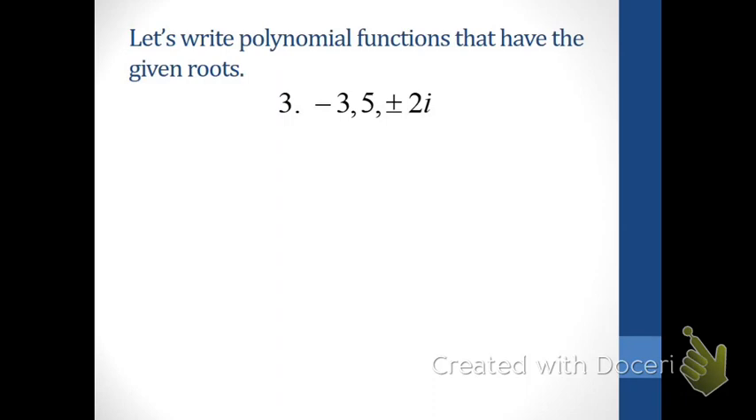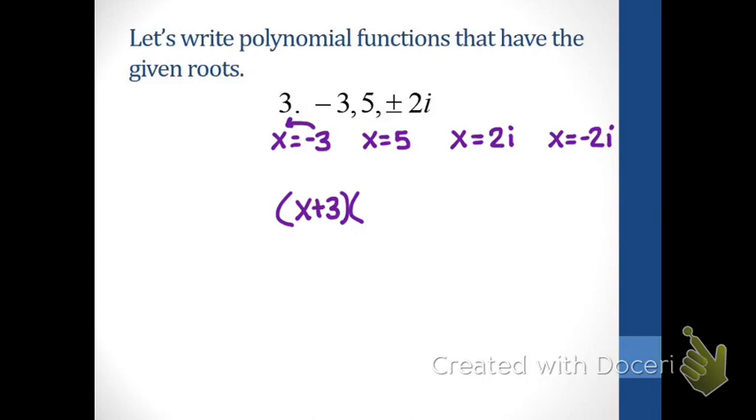So what we're going to do is we're going to work our way backwards. So this meant x equals negative 3, x equals 5. We're going to break this one up and do x equals 2i and x equals negative 2i. And we're going to turn all these into factors, meaning I'm going to add the 3, so that's going to be an x plus 3. I'm going to subtract the 5, so that's going to be x minus 5. I'm going to subtract the 2i, so that's going to be x minus 2i. And I'm going to add the 2i, so it's going to be x plus 2i.